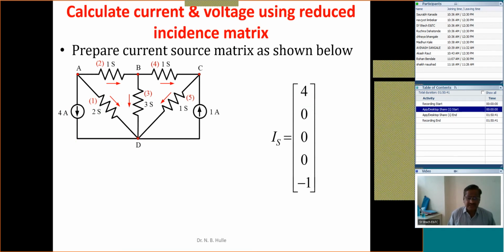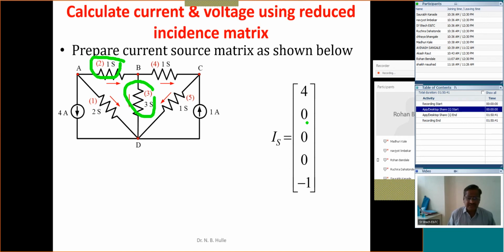Is it right? Similarly, for the branch number 2, there is no source attached. Its entry will be 0. For the branch number 3, there is no source attached. Its entry will be 0. For the branch number 4, there is no source attached, its entry will be again 0. For the branch number 5, there is a source attached, but look at, this direction is downward and attached source current direction is upward. Now both directions are reverse of each other, that's why this value, which is 1 ampere, should be written as -1 ampere.